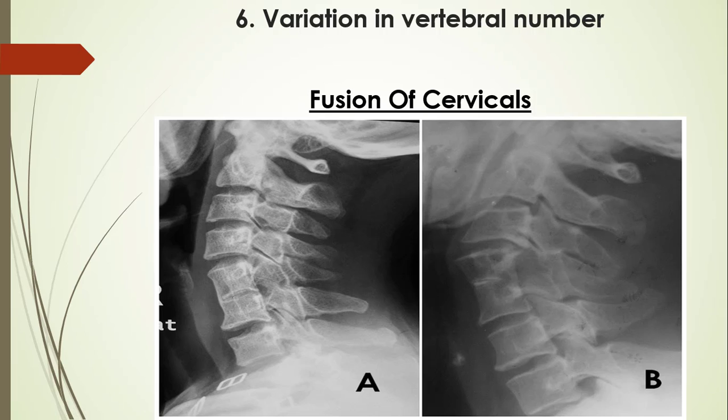First, we have fusion of cervicals. As you know, the normal cervicals are 7 in number. However, in some cases, they might be fused, like in Klippel-Feil syndrome. In Klippel-Feil syndrome, cervical 1 and cervical 2 are fused, or cervical 5 and 6 are fused. So there is fusion of cervical vertebrae, decreasing their number. Here's another picture of fused cervical vertebrae.